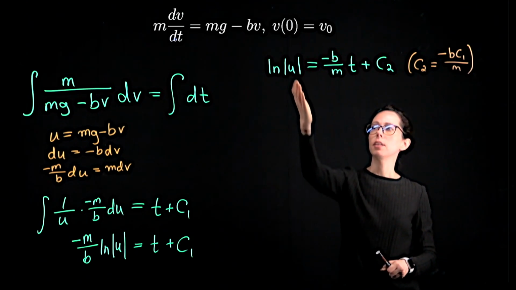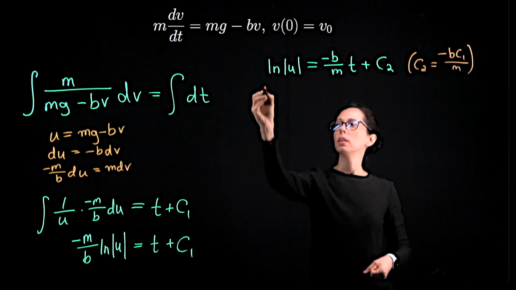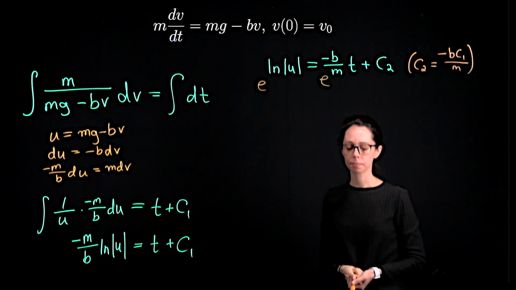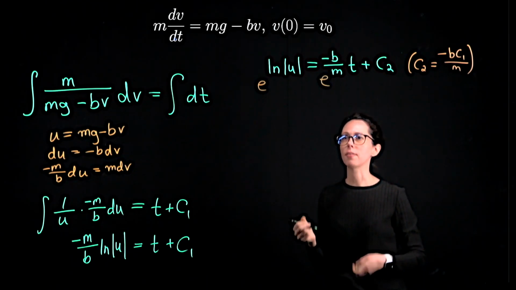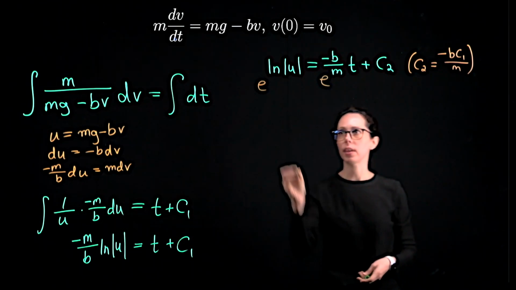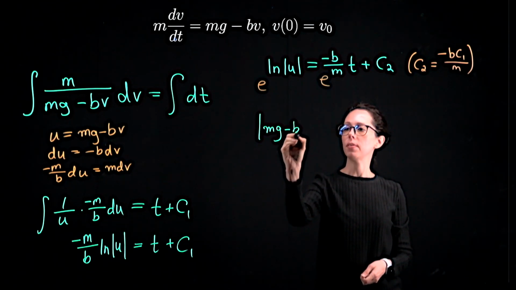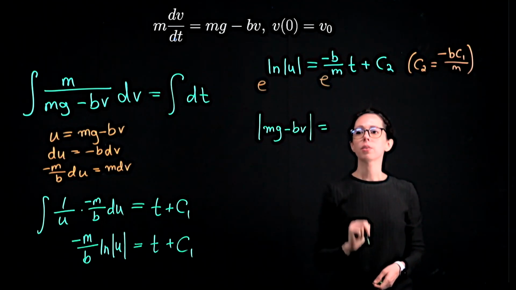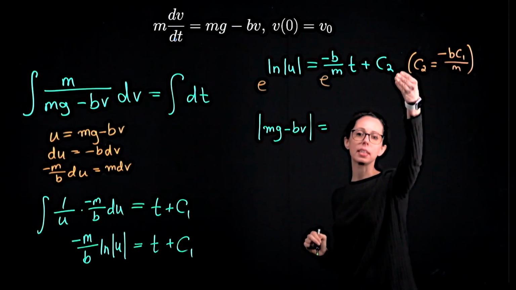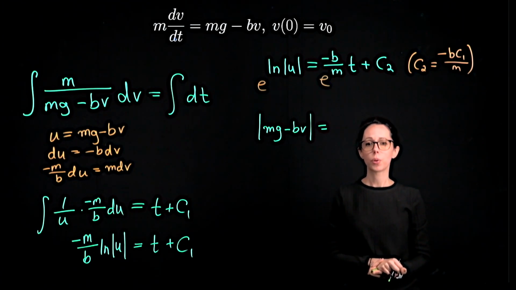To isolate u, which we will eventually replace with mg minus bv, we will take both sides and raise e to each side. On the left, we have the absolute value of u. I think I'm ready now to go back to mg minus bv. So on the left here, I'm going to write the absolute value of mg minus bv. And then on the right, we have e to the negative bt divided by m times e to the c2, where I'm going to break apart the sum in the exponent as the product of two exponentials.